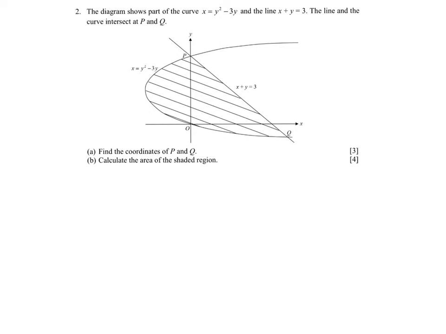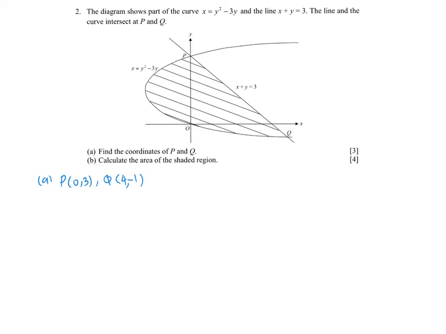Alright, for question 2, you are given the equation of the curve and you realize that x is the subject. Alright, so intuitively, this is quite a good hint for you that you probably have to integrate with respect to y. Okay, you're also given the equation of a straight line which intersects with the curve at the points P and Q. Okay, so for A, you are supposed to find the coordinates of P and Q, which I believe everyone should be able to solve by simultaneous equations. Alright, to obtain the coordinates of P to be (0, 3) and Q to be (4, -1).